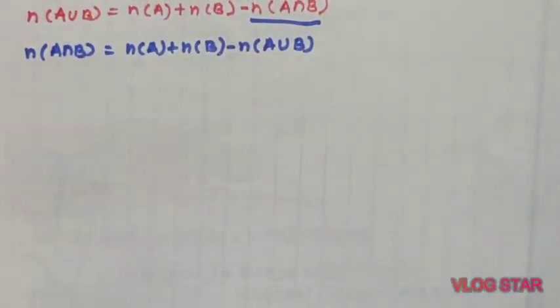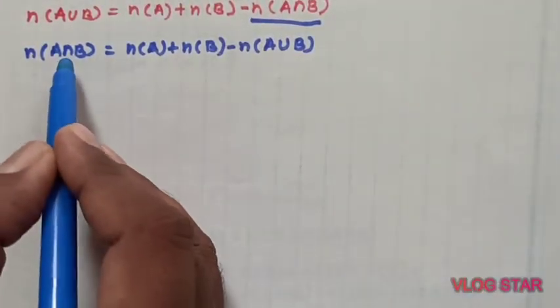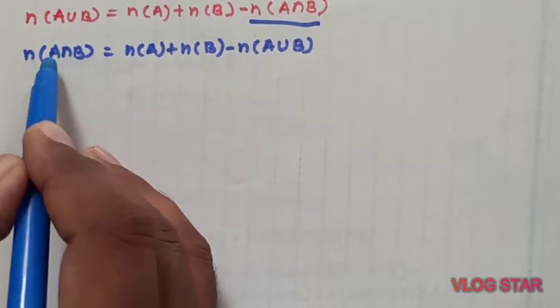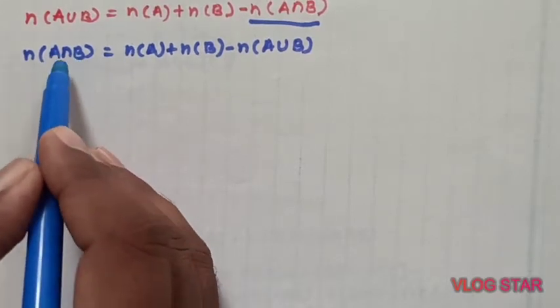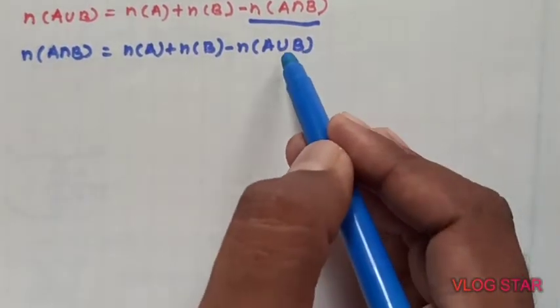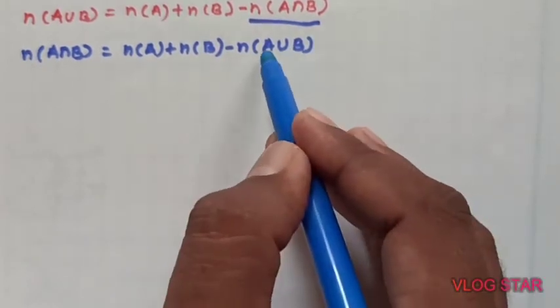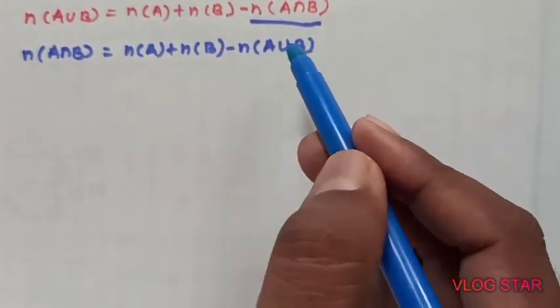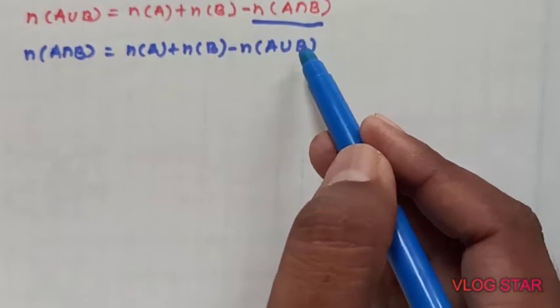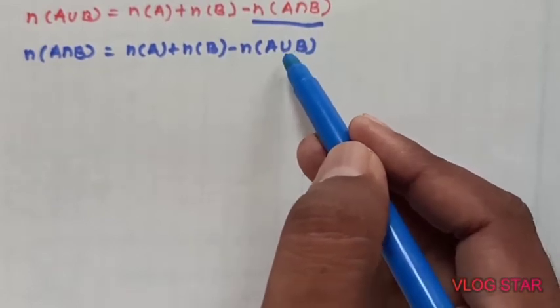So as you know the meaning, what is the meaning of intersection? The number of elements which are common in A and B, read as A and B. And the meaning of union is the number of elements which are either in A, B or both, so union means or.